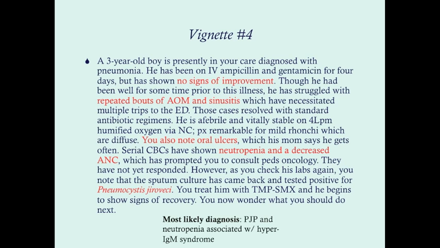And we also see that this is a patient who has repeated bouts of AOM and sinusitis. So repeated bouts of AOM and sinusitis equals susceptibility to encapsulated organisms, which you should always associate with antibody immunodeficiencies. We also see two other things: oral ulcers, and neutropenia with decreased absolute neutrophil count.